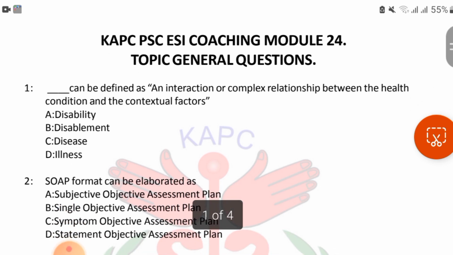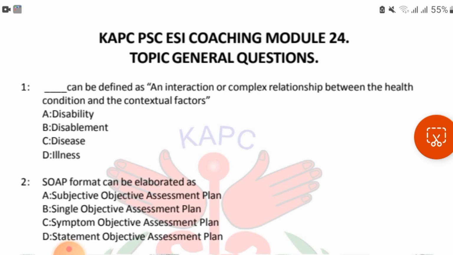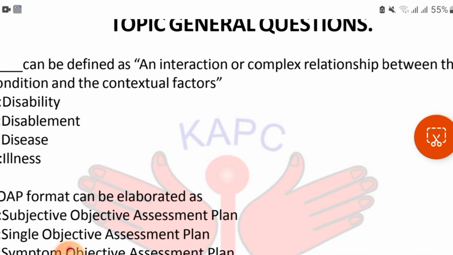So the first one is dash can be defined as an interaction or complex relationship between the health condition and contextual factors. So the options are option A disability, option B is disablement, and option C is disease, option D is illness. Now, what are contextual factors?